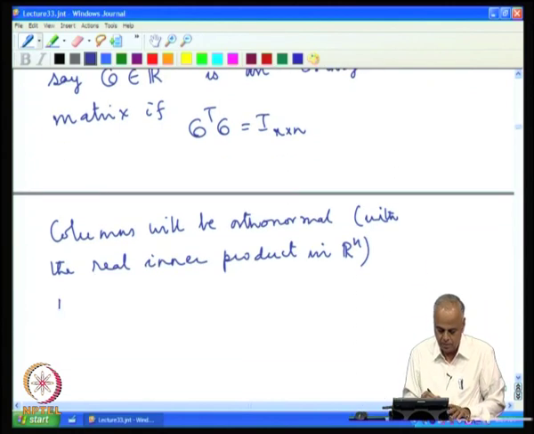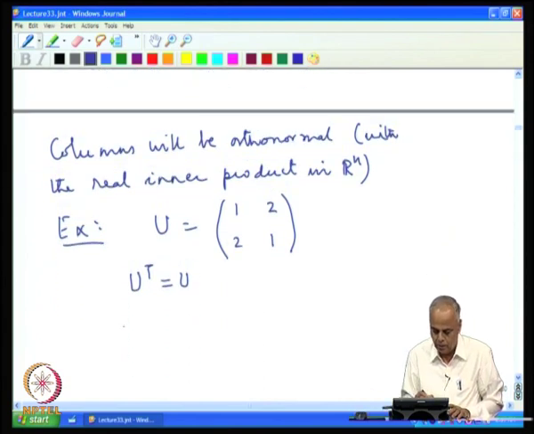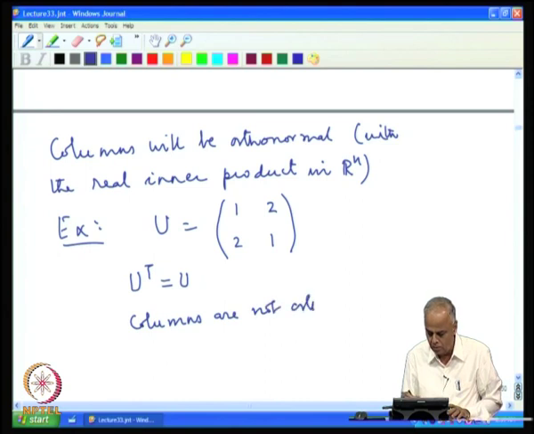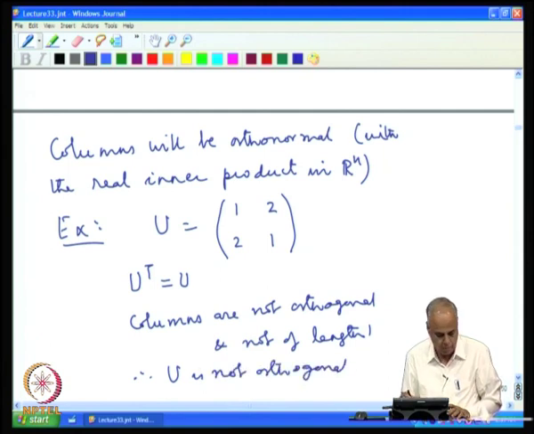As an example, look at the matrix U equal to 1, 2, 2, 1. We have U transpose equal to U, but the columns are not orthogonal and not of length 1, and therefore U is not an orthogonal matrix.